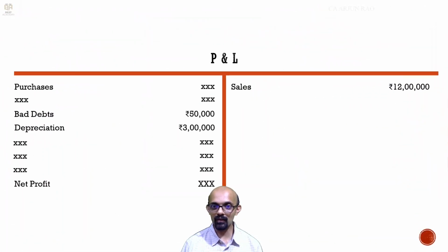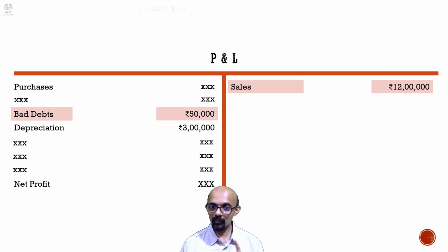Let's drill down. So let's say this is what the P&L looks like. There is this sales, that is this credit sales, and then there is bad debts. There are obviously other expenses, other debits. Since this video is just for understanding, let's say there is an item of expense, that is depreciation, 3 lakhs. Now which account this depreciation relates to is what we need to see.